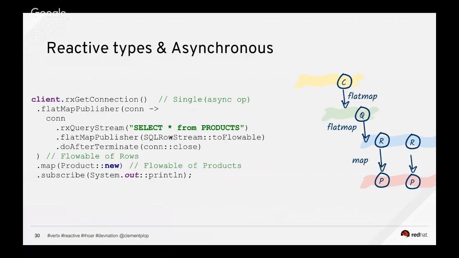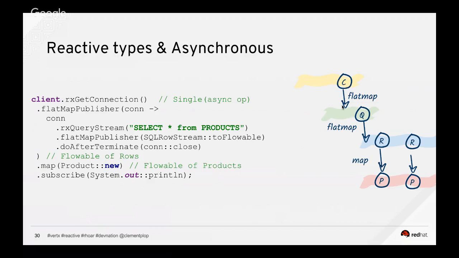Fine. So, for every row I got, I will create a new product using some kind of ORM mapping or whatever, and I just subscribe to that. That's exactly the same code I was showing with my 3 nested callbacks. And now we have a way more declarative way to express exactly the same thing. And what happened is actually this.